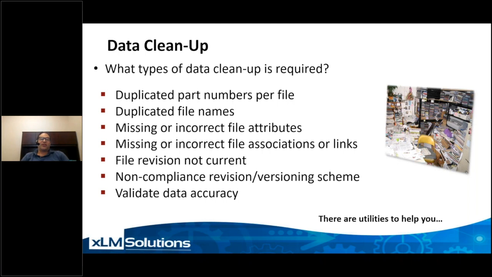Missing or incorrect file attributes. The three probably key attributes that I always harp on is part number, revision, and description. Now, there could be more, like created by, approved date, etc. But the key data that needs to be there, are they available, or is that data missing? And if so, do we have to find a way to get it and fill it in?